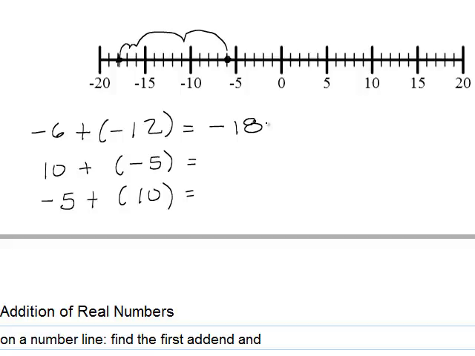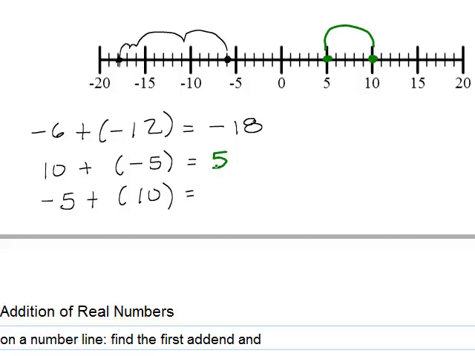All right, let's try this one. If I start at 10 as my first point, and then I'm going to move 5 and -5, so I move to the left 5, and I end up here at 5. So 10 plus a -5 gives me a +5.